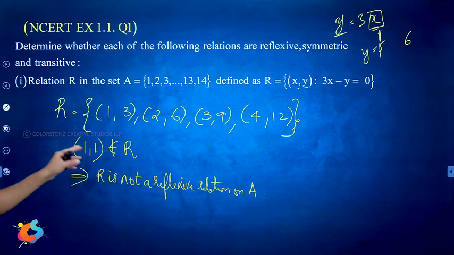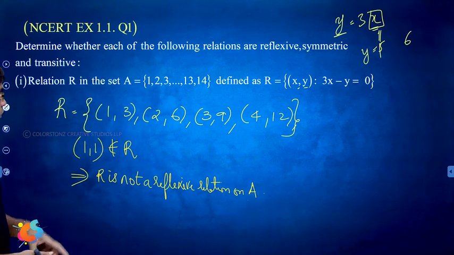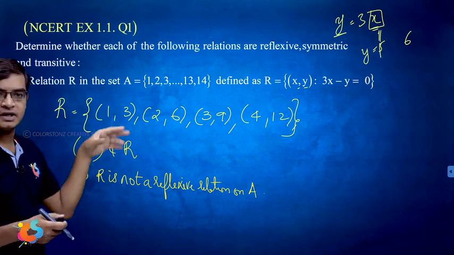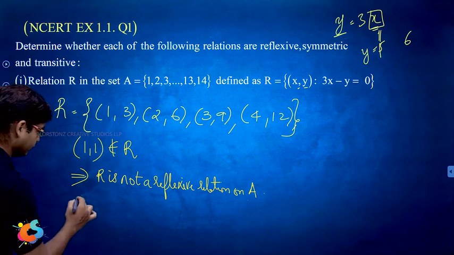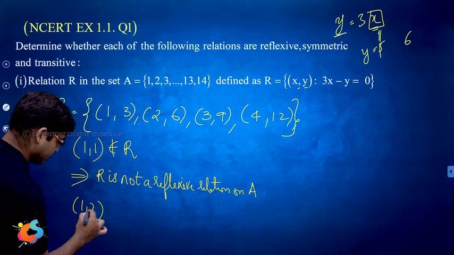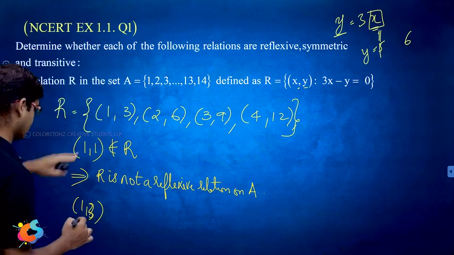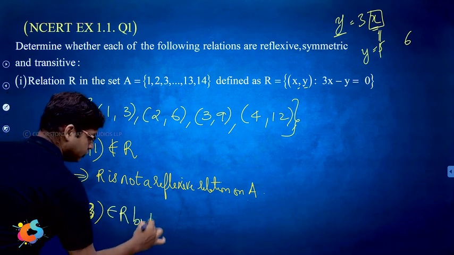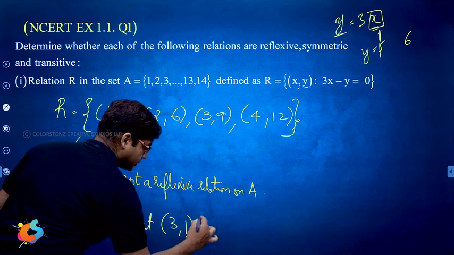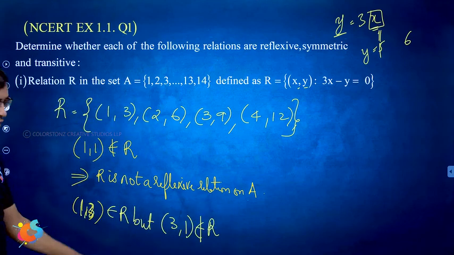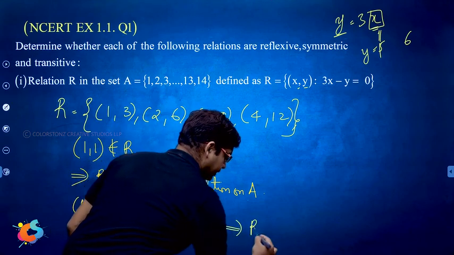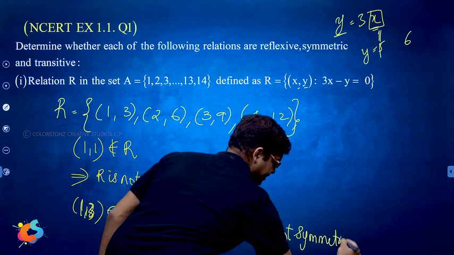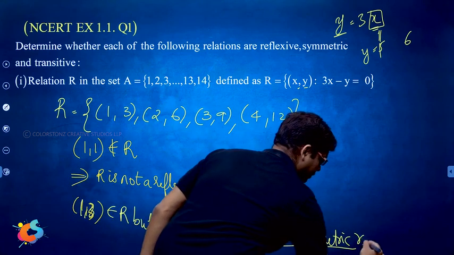That's it. Simple. Okay. Next, is it symmetric? It is not symmetric. Why? Because you take one ordered pair (1, 3). Is (3, 1) there? No. So you got a cross mark. So this is not symmetric. So (1, 3) belongs to R, but (3, 1) does not belong to R. This implies R is not a symmetric relation on A. Even if you show one example, that is sufficient.